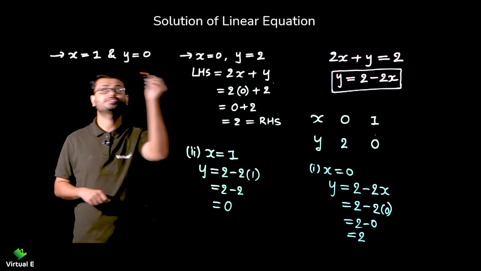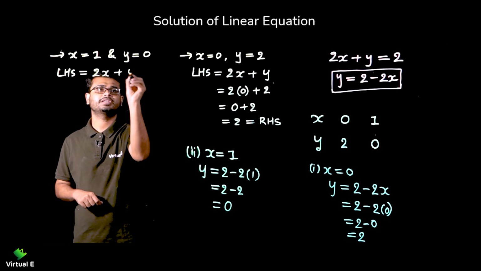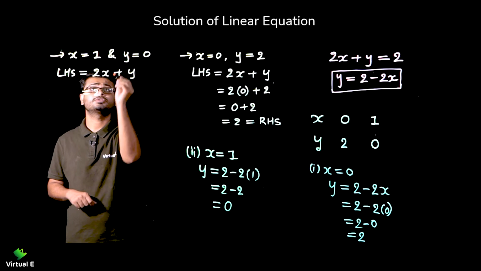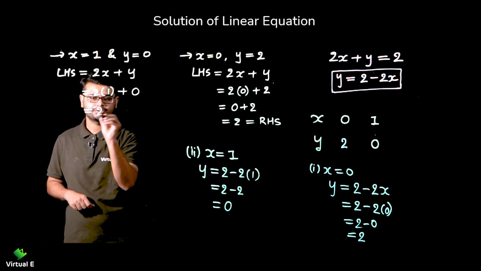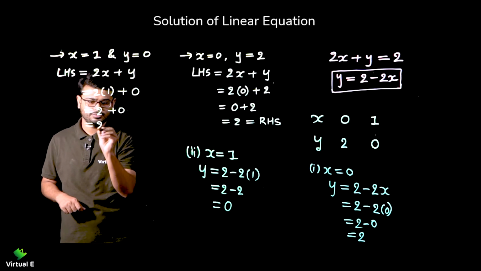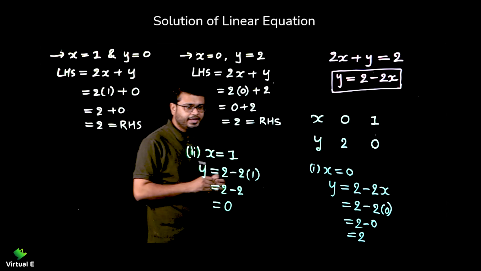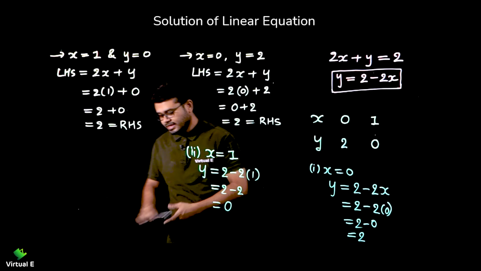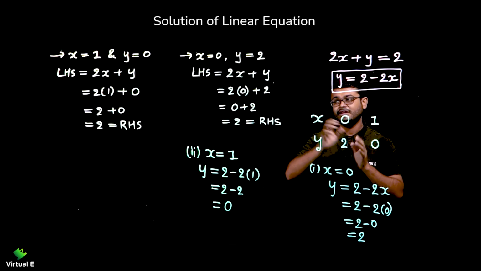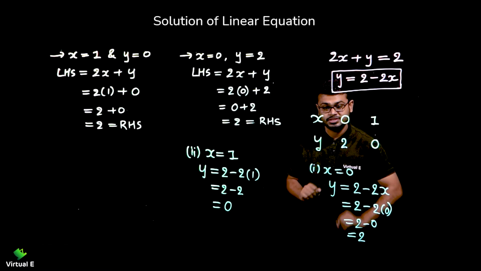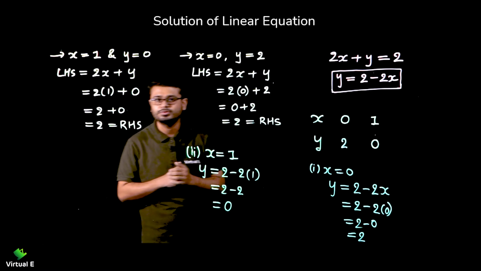So what is my LHS here? Let's write from here only. LHS is equal to 2x plus y. So 2 into 1 plus y, that is 0. So 2 plus 0 will give me 2, that is the RHS. Very simple, right? So this solution is also valid. Now what is the meaning of it? We are getting more than one solution when we have a linear equation in two variables. So this is the conclusion: we are going to get more than one correct solution.